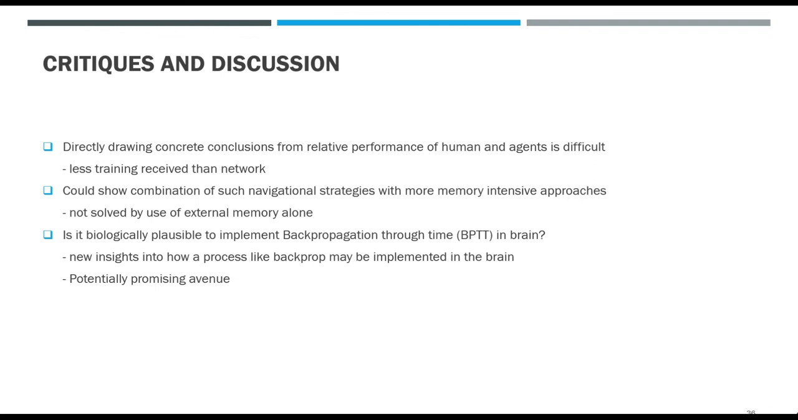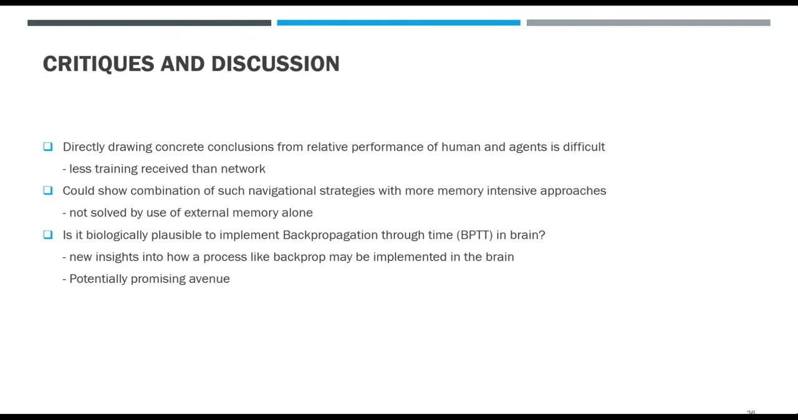The second critique would be that they could show the combination of such navigational strategies with more memory-intensive approaches. Here, one of the memory-intensive agents that was used, the NavMemNet agent, was trained purely using reinforcement learning, so did not utilize the supervised learning implemented by the grid cell agent. So the problems of goal-driven and the goal doors environment were not readily solved by the use of external memory alone.